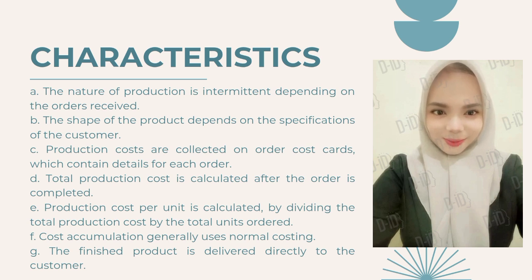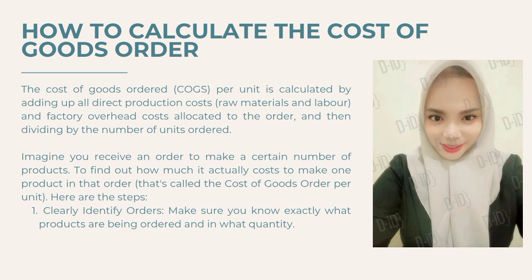E. Production cost per unit is calculated by dividing the total production cost by the total units ordered. F. Cost accumulation generally uses normal costing. G. The finished product is delivered directly to the customer. How to calculate the cost of goods order.